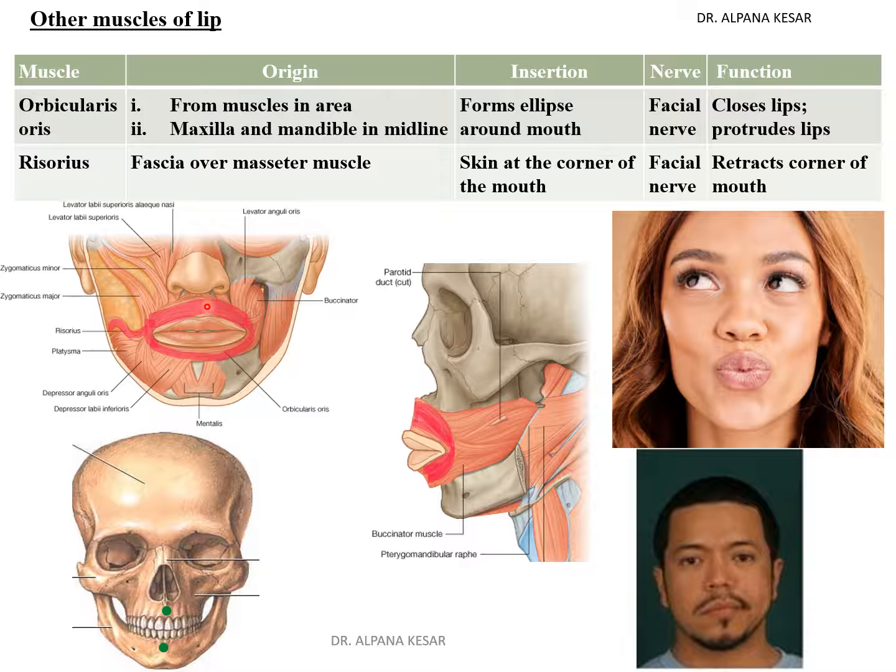Orbicularis oris takes origin from the maxilla and mandible in the midline. It also takes origin from the fibers of other muscles in the area. The fibers run in an ellipse around the mouth. The action of orbicularis oris is to close the lips and protrude them, just like in pouting.